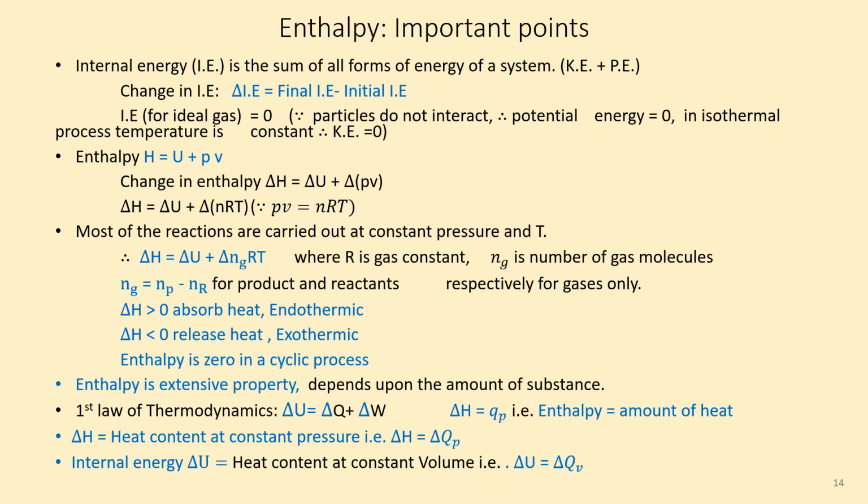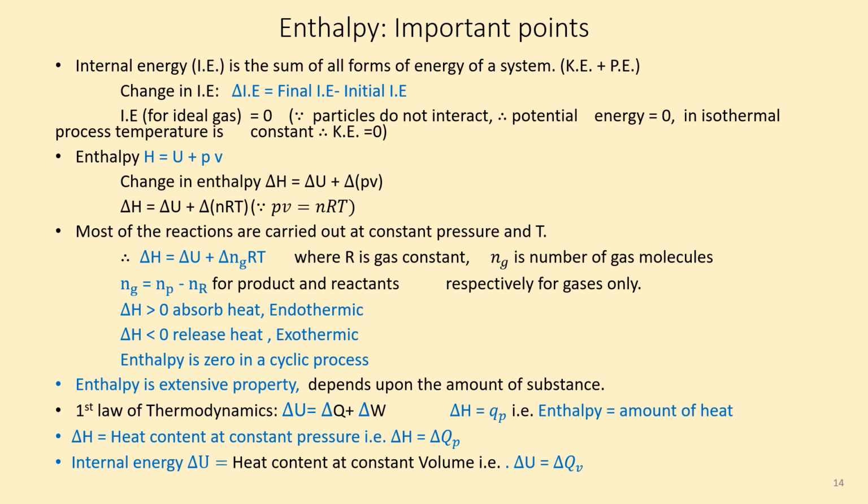Internal energy is the sum of all forms of energy, kinetic energy plus potential energy. Therefore, change in internal energy equals final internal energy minus initial internal energy. Internal energy change for an ideal gas is zero because particles do not interact and potential energy is zero. And further, in an isothermal process, temperature is constant, therefore kinetic energy change is also zero. Therefore, internal energy change for an ideal gas is zero.